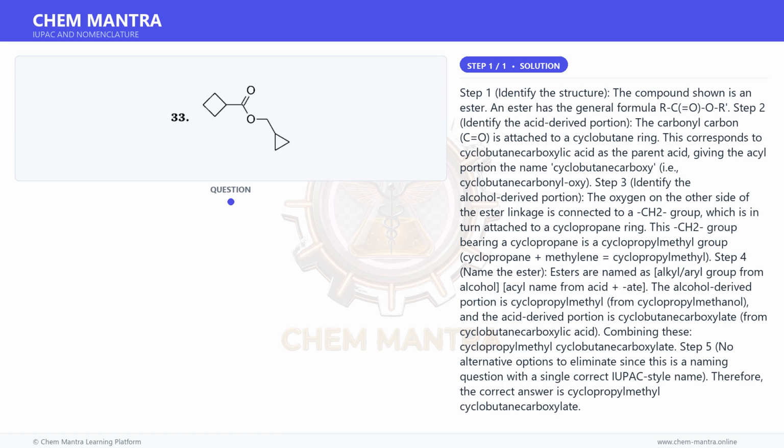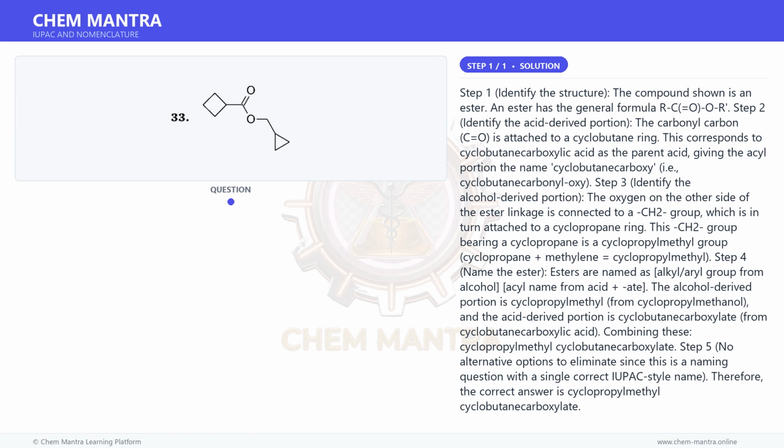Step 4. Name the ester. Esters are named as alkyl or aryl group from alcohol, then acyl name from acid plus -ate. The alcohol-derived portion is cyclopropylmethyl from cyclopropylmethanol, and the acid-derived portion is cyclobutanecarboxylate from cyclobutanecarboxylic acid. Combining these, cyclopropylmethyl cyclobutanecarboxylate.